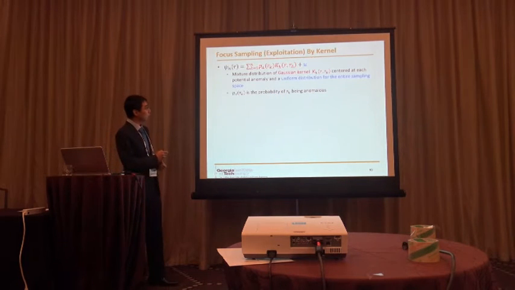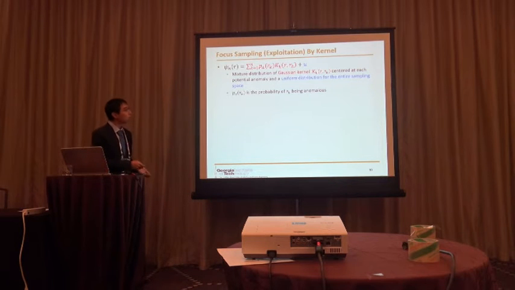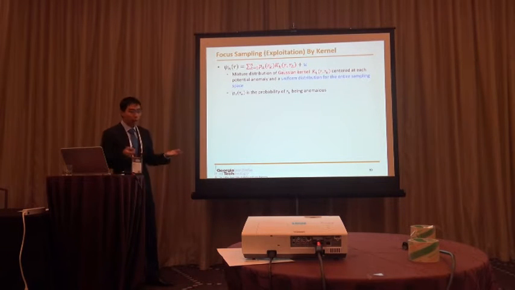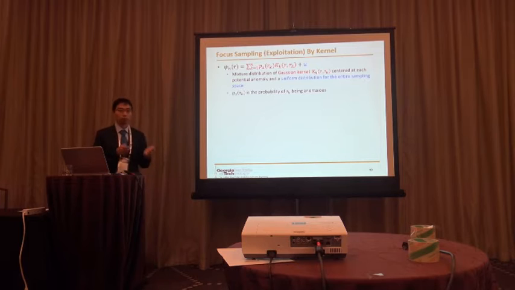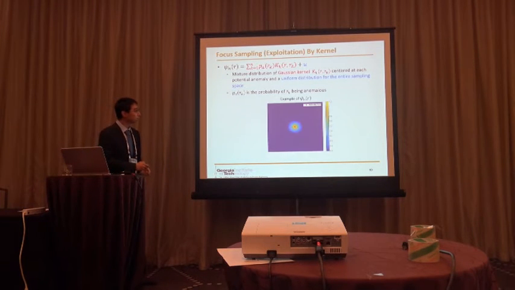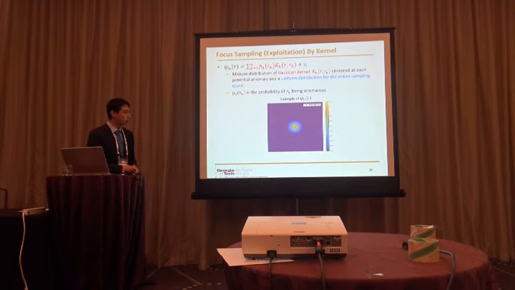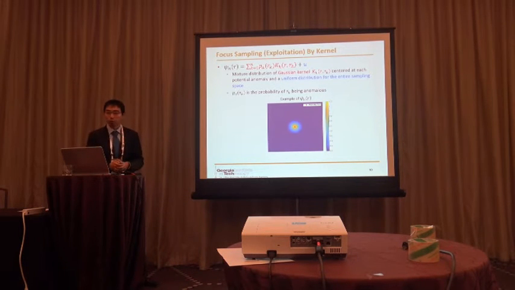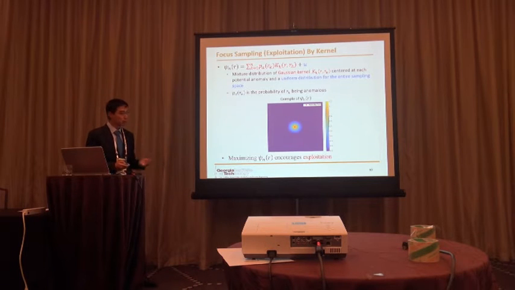Furthermore, for the exploitation part, we define the FNR function based on a mixture distribution of Gaussian kernels centered at each anomaly point. First, we add a uniform distribution on top of it to take into consideration the undiscovered anomalies. So this is an example of this FNR function. As you can see, maximizing this function encourages the next sample point to be put close to the anomaly point, which encourages exploitation.